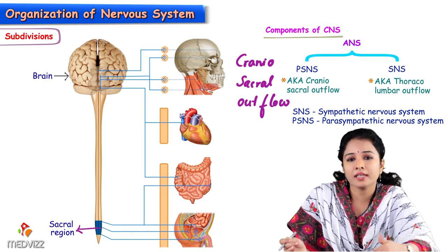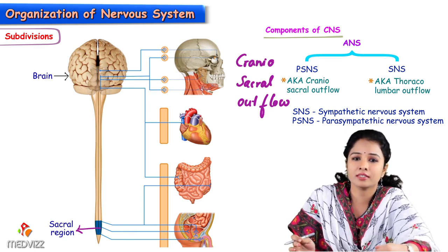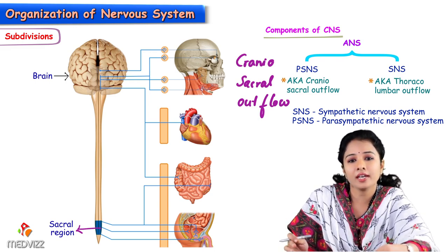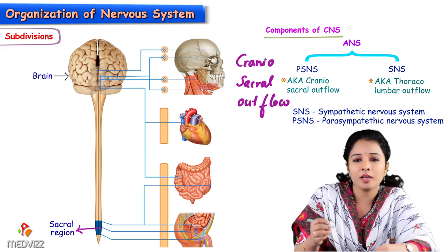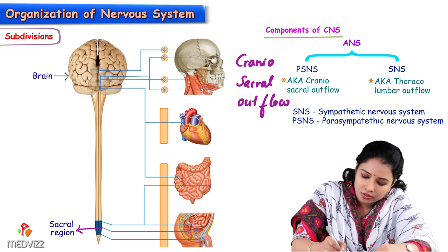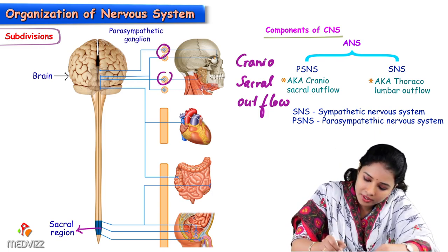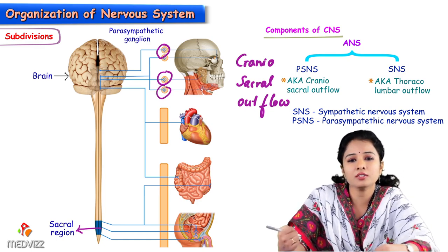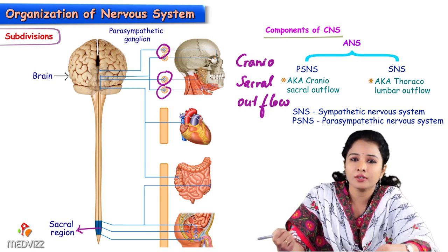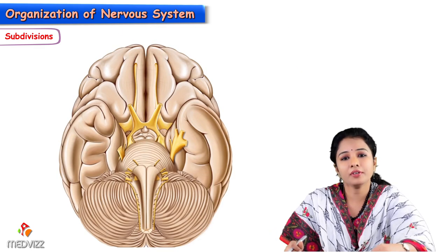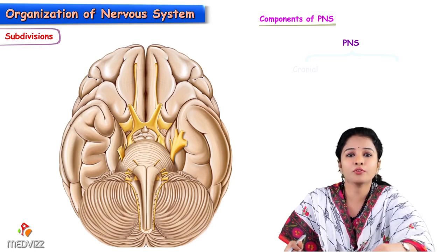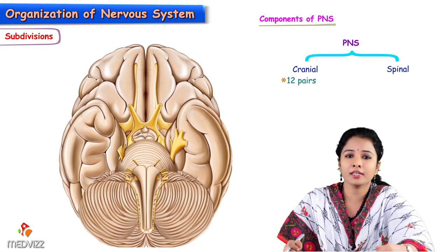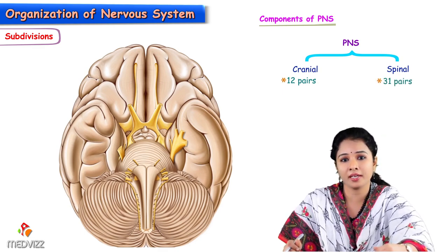We saw the sympathetic ganglions near to the central nervous system, which are present on each side of the vertebral column or spinal cord. Whereas the parasympathetic ganglion are present near the target organs. So, here are the parasympathetic ganglions which are present near the target organs. So, these two are the components of autonomic nervous system. Peripheral nervous system also consists of cranial nerves and spinal nerves. There are 12 pairs of cranial nerves and 31 pairs of spinal nerves.